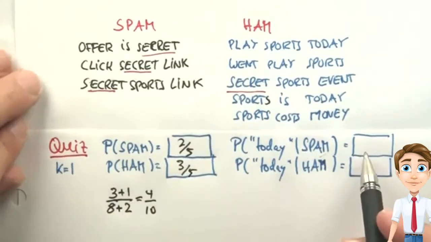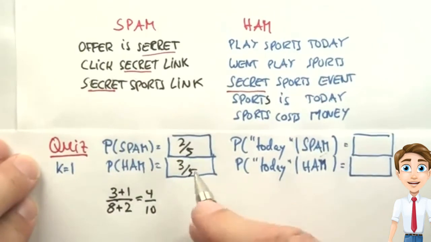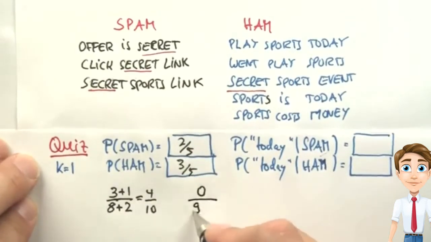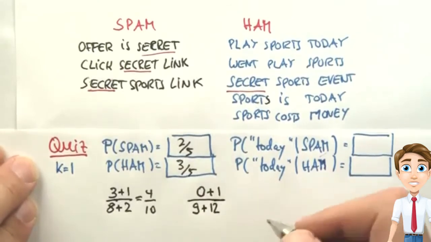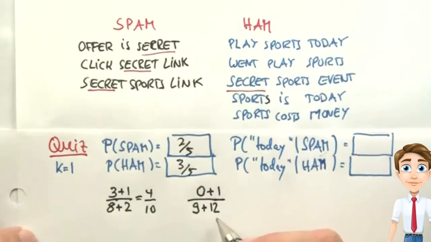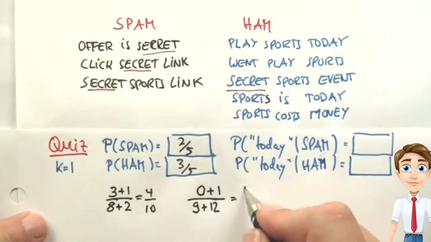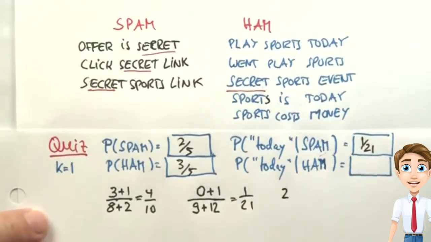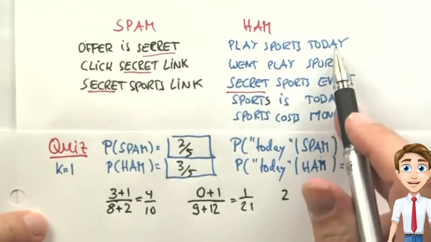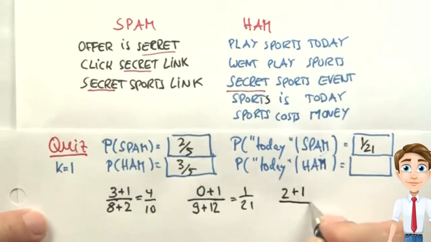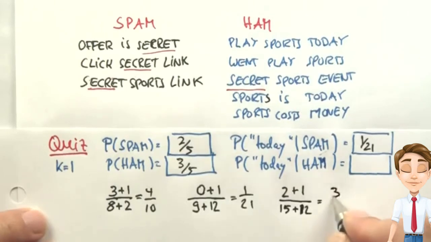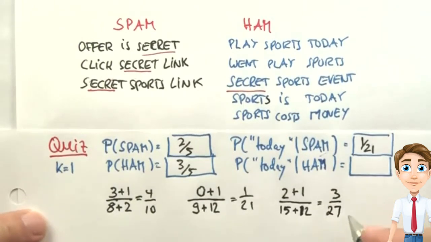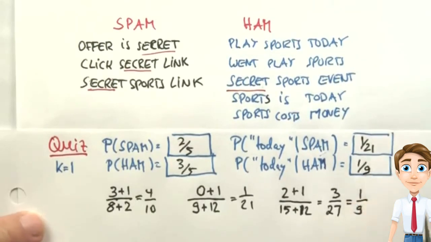Now the tricky part comes up over here. Before we had 0 occurrences of the word today in the spam class, and we had 9 data points. But now we're going to add 1 for the Laplacian smoother, and down here we're going to add 12. The reason why we add 12 is because there are 12 different words in our dictionary. Hence, for each word in the dictionary, we're going to add 1. So we add a total of 12, which gives us 1 over 21. In the ham class, we had 2 occurrences of the word today, over here and over here. We add 1, normalized by 15, plus 12 for the dictionary size, which is 3 over 27, or 1/9. This was not an easy question.